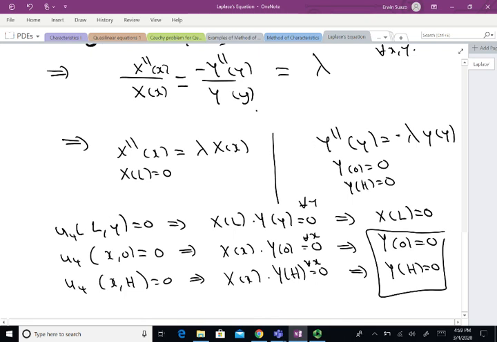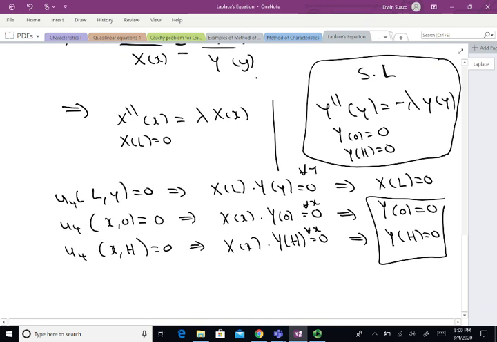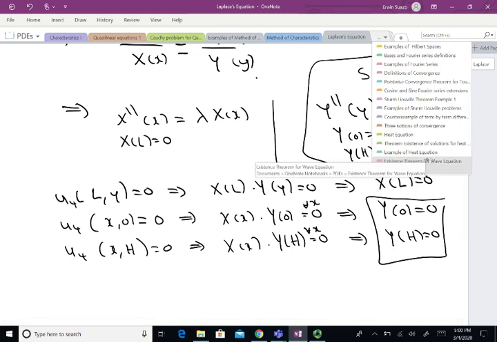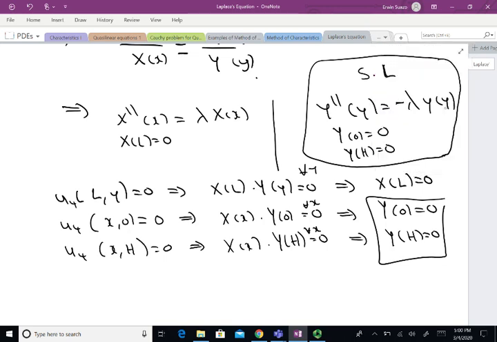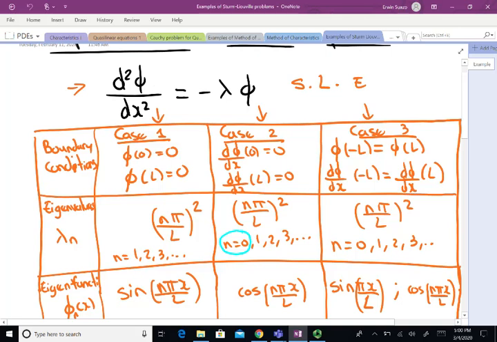So which one is your Sturm-Liouville problem, X or Y? Y. So this is my Sturm-Liouville problem, and lucky for us, this is the first case of the Sturm-Liouville problem that we have. So this is my case 1: the second derivative of a function equals minus lambda times the function, and the function at 0 is 0, the function at L is 0.